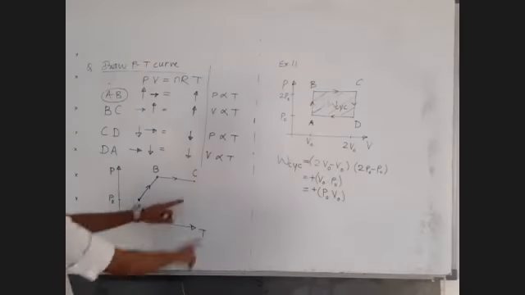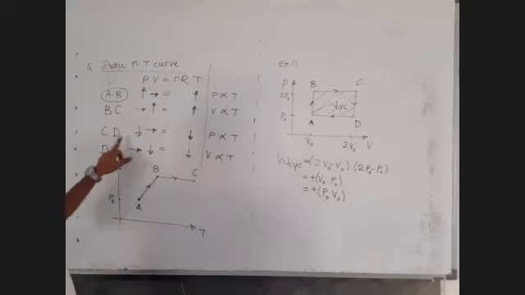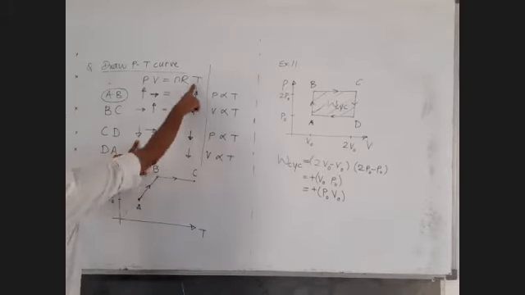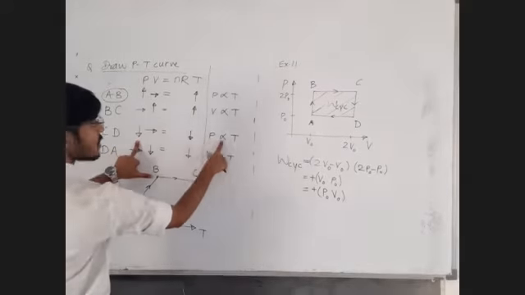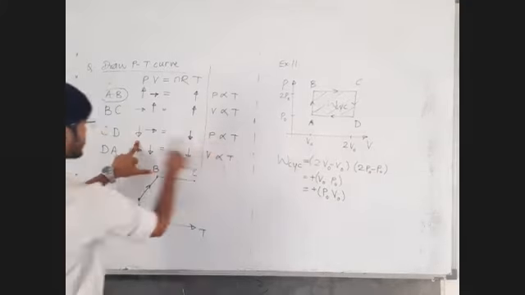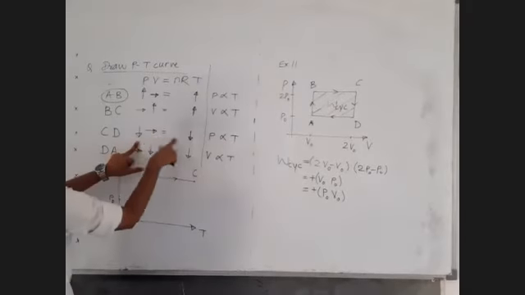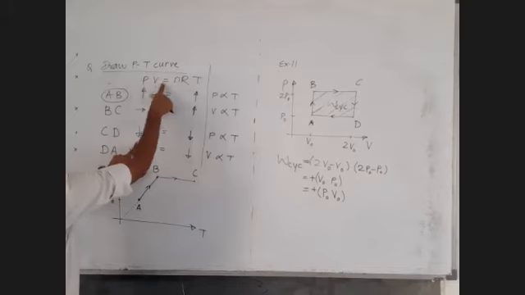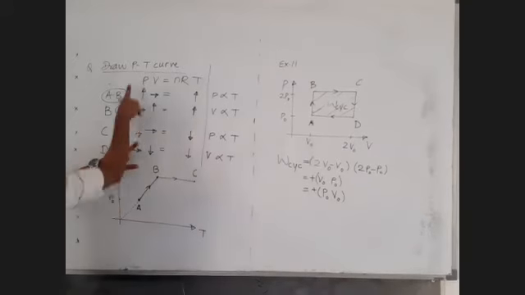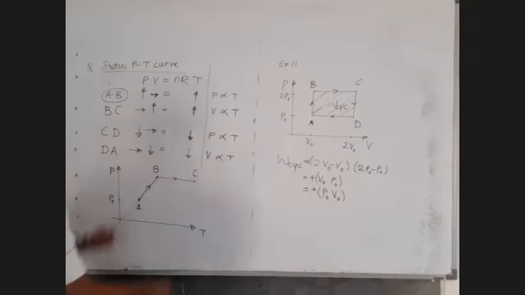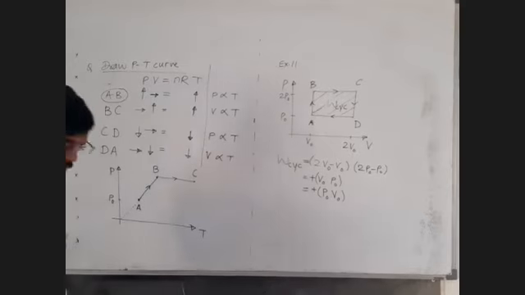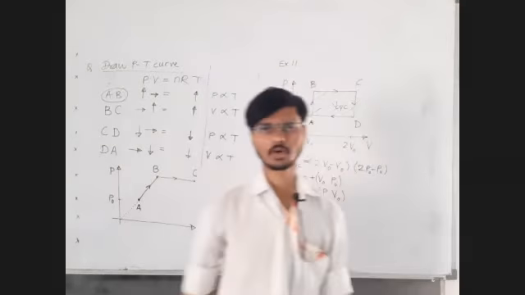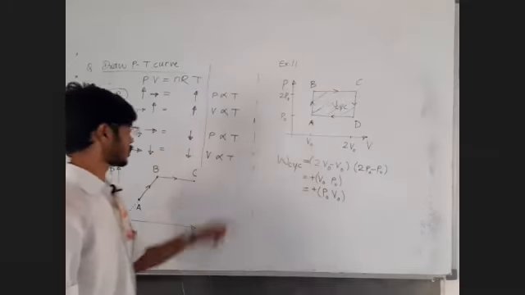Next, we are now at point C, and from C to D, pressure is decreasing, temperature is decreasing, y is proportional to x, y equal to mx. Volume is constant. You can take this V in the denominator and say y is equal to mx. Pressure decreasing, temperature decreasing, so pressure is proportional to temperature.